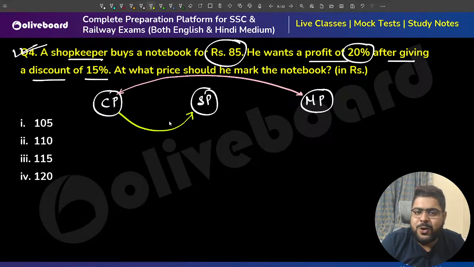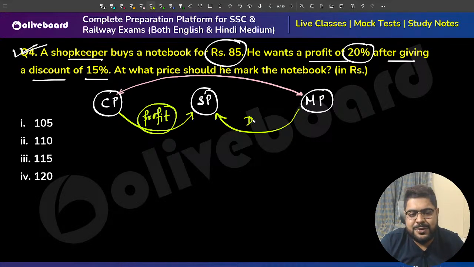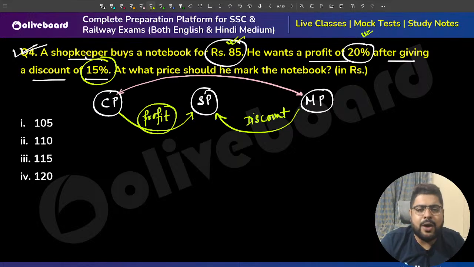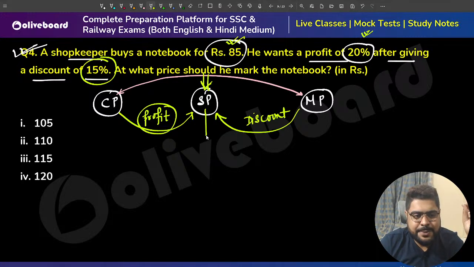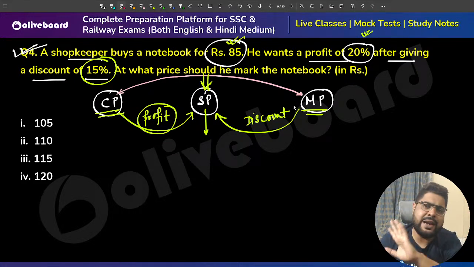From CP to SP you can go by using profit or loss. And from MP to SP, I can come back by using discount. So whenever you see such questions where CP is given, profit is given, and also discount is given, always remember you need to get to SP once from CP and once from MP, equate them, and get your answer. Every time it works.